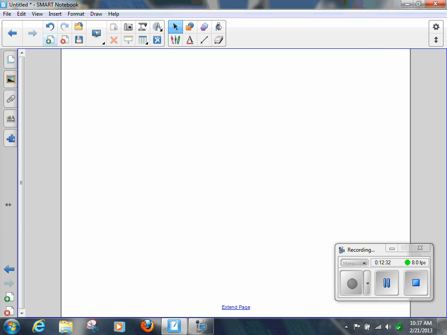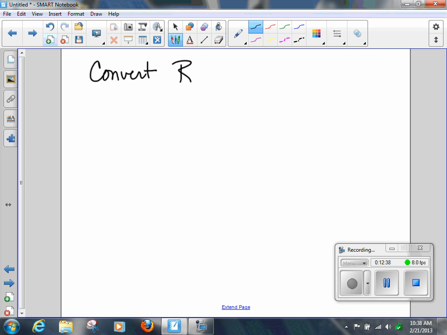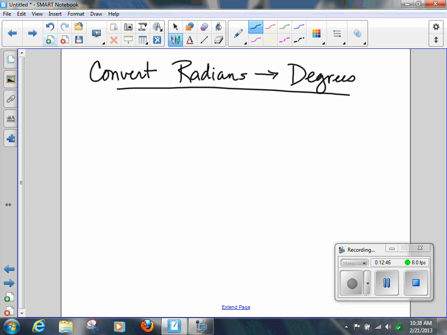Okay. How about let's go the other way? Let's convert from radians to degrees. Convert from radians to degrees, so we're going the opposite way this time, okay? So let's think. 1 pi is equal to how much? 180 degrees.